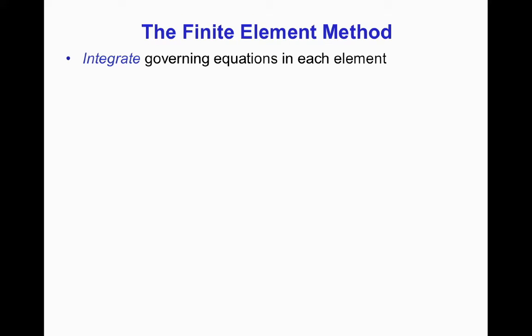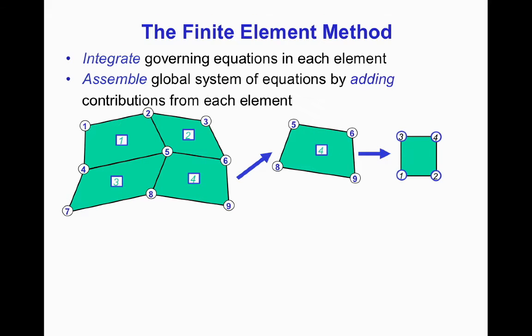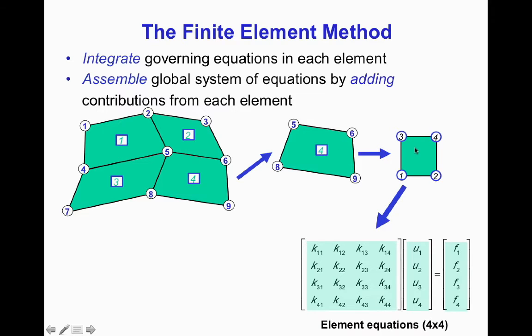So now we can integrate these governing equations for each element, and assemble a global system of equations by adding contributions from each element as follows. We tend to standardize our elements by having a localized set of coordinates that typically vary from 0 to 1 in each direction. So you can think of a set of local coordinates as a sort of unit square corresponding to every element. And then we can use this formulation to derive the governing equations, if they are linear, as a linear system of equations with as many equations as we have unknowns.